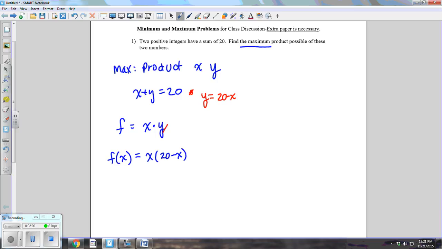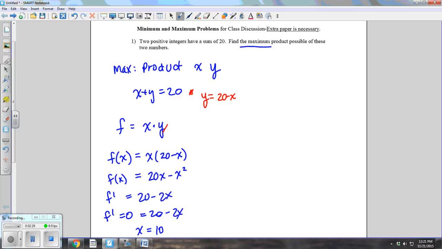Also good if we can simplify that function before we take its derivative. In this case, a quadratic is going to be easier than a product. So our derivative is 20 minus 2x. We know when we're optimizing, maximizing, or minimizing, we need to set our derivative equal to 0 and solve to find the critical values. And so in this case, the critical value is found at x equal to 10.